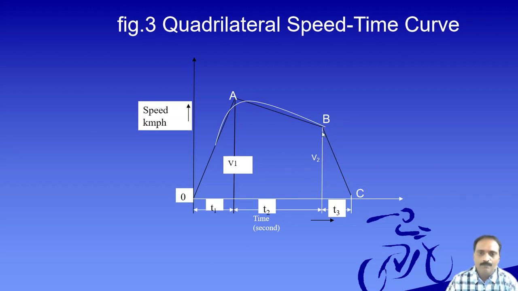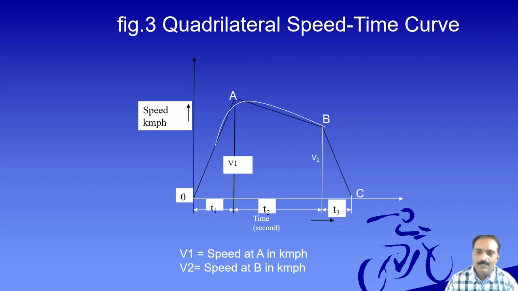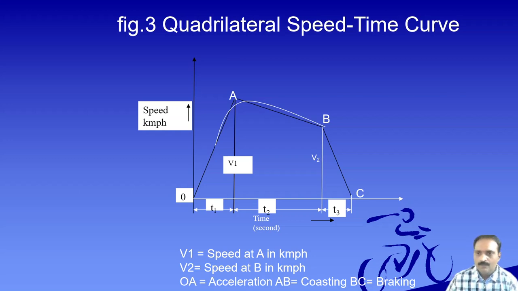After reaching the speed V2, which is the minimum speed, at the end of T2, we apply the brakes, hence the train retards and comes to rest at C. V1 is the speed at A in kmph and V2 is the speed at B in kmph, OA is the acceleration, AB is the coasting retardation, which is considered as beta C, and BC is the braking retardation beta.